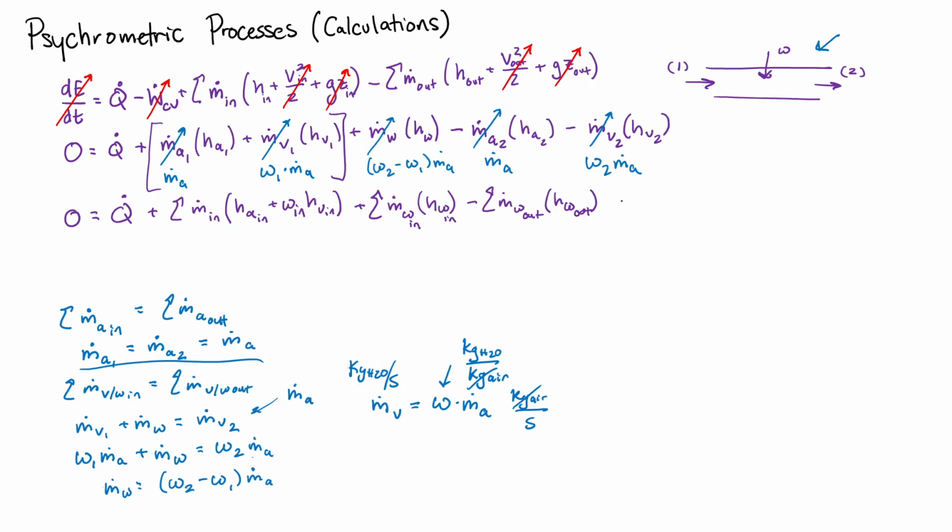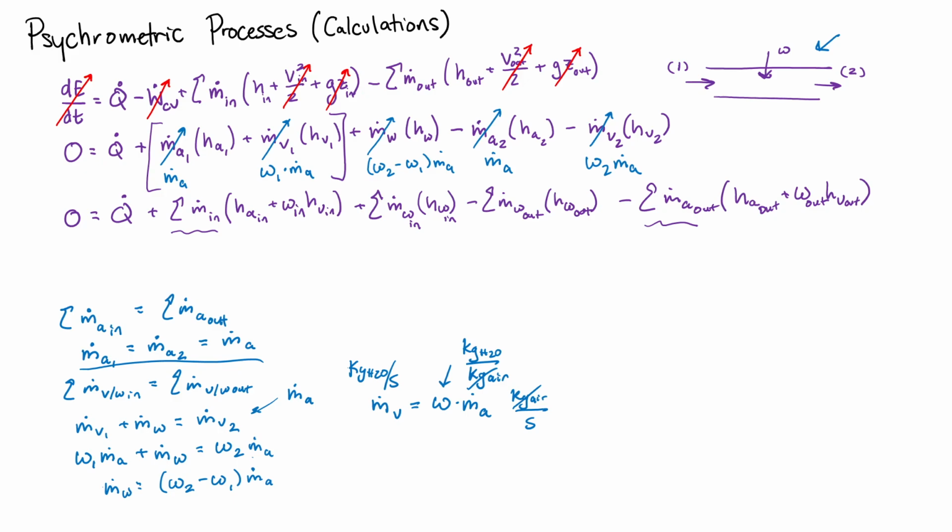And then I also have this last term, which is the sum of m dot air out times my h air out plus omega out hv out. So since I have the potential in this form that I have multiple ins and multiple outs for the air, that's why I didn't use this piece, because this is assuming that I just have one of each.